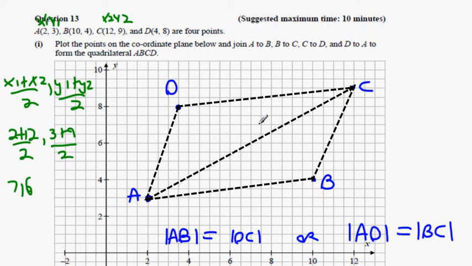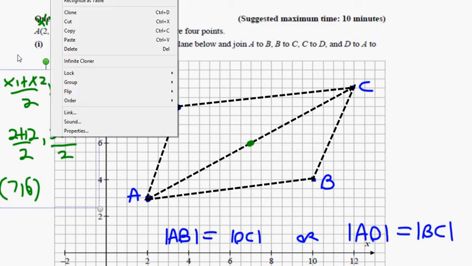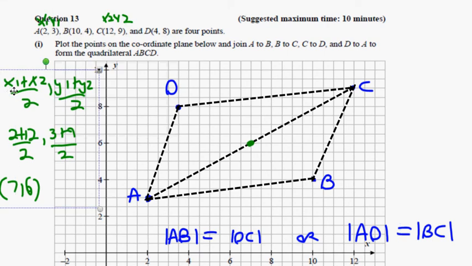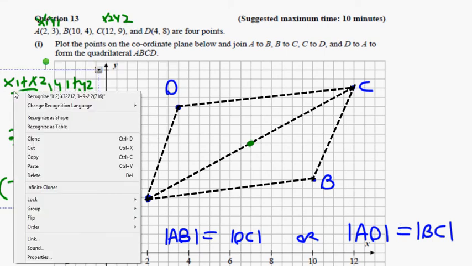So there's 7 on the x-axis, 6 on the y-axis. That's your midpoint right there, 7, 6. Okay. So that's the midpoint of AC. Now we're going to go for the midpoint of BD.